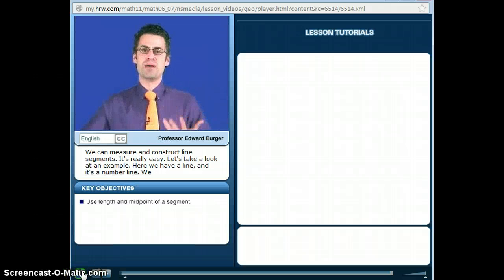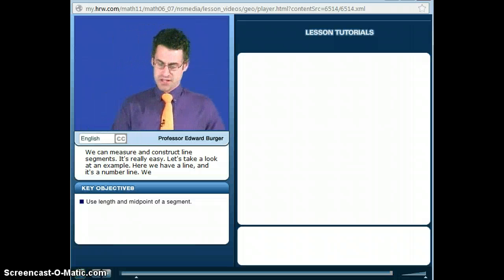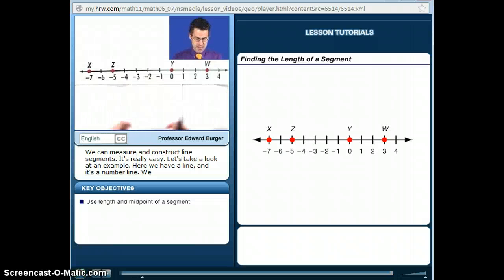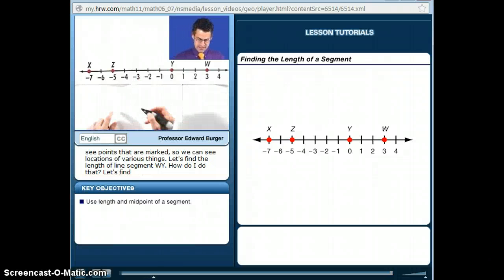So it turns out we can actually measure and construct line segments, and that's really, really easy. Let's take a look at an example. Here we have a number line, so we see points that are marked, so we can see locations of various things. Let's actually find the length of line segment WY.